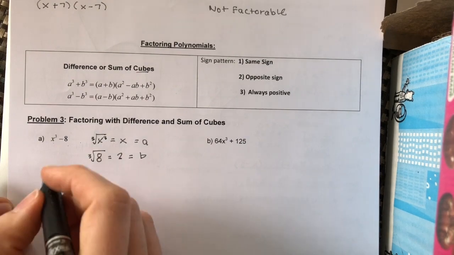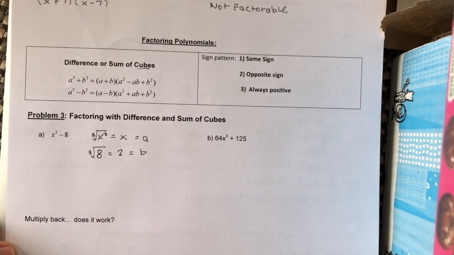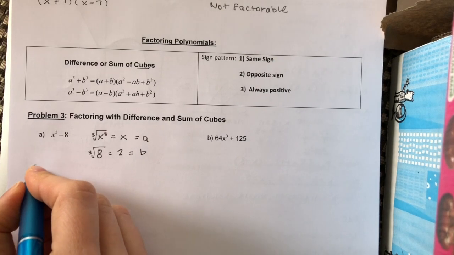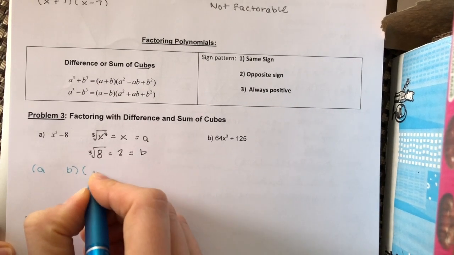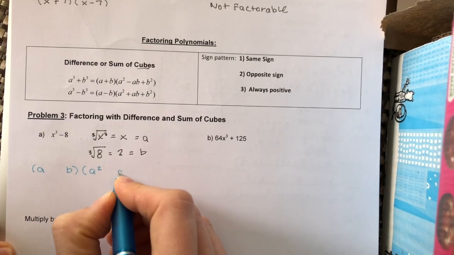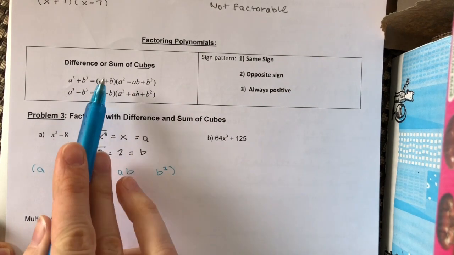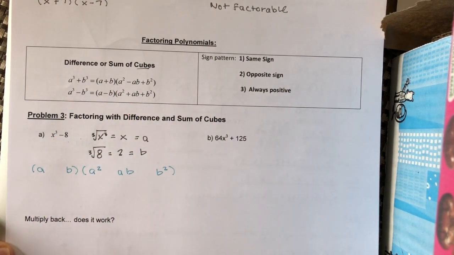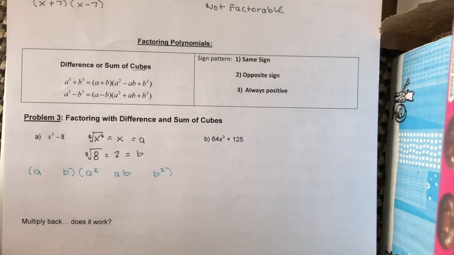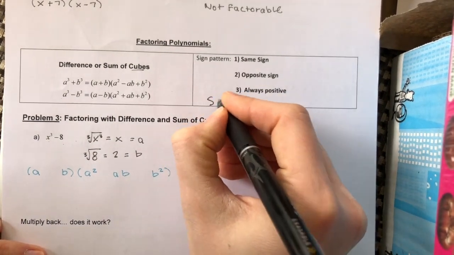Okay, so let me write out this formula for you just one time. All right, so the formula, I like to write it out first. It's an a and then a b, and then an a squared, ab, and then b squared. You'll notice that's the same whether it's a plus in the middle or a minus in the middle. Now, there's a special acronym we can use to memorize what signs, and we call it SOAP.